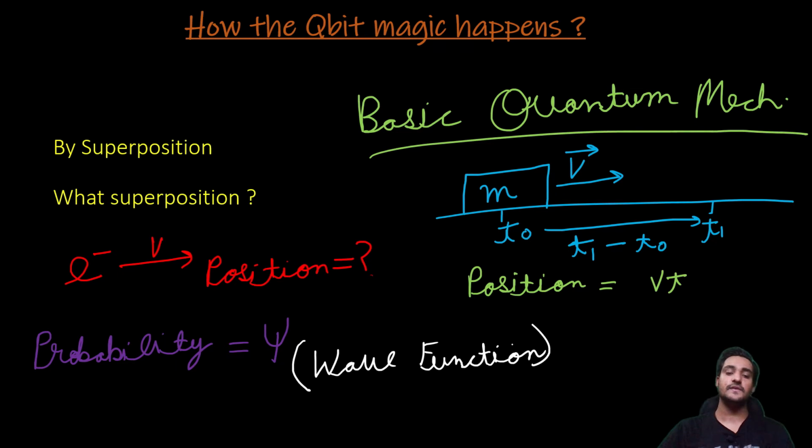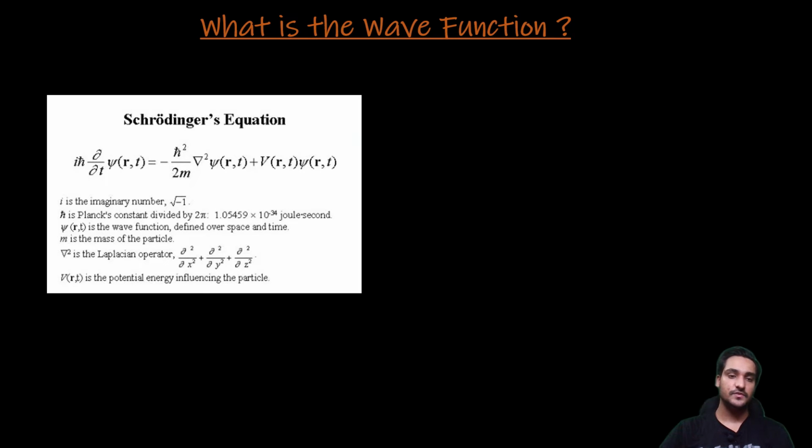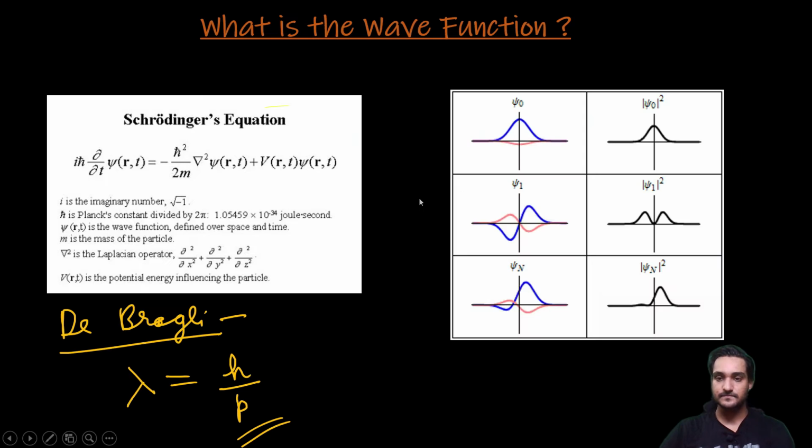This can be done by a wave function. The wave function is basically the solution of the Schrodinger equation, which a scientist named Schrodinger discovered. As you can see, it is a function of time and space, which gives the probability of finding a particle at a particular position.